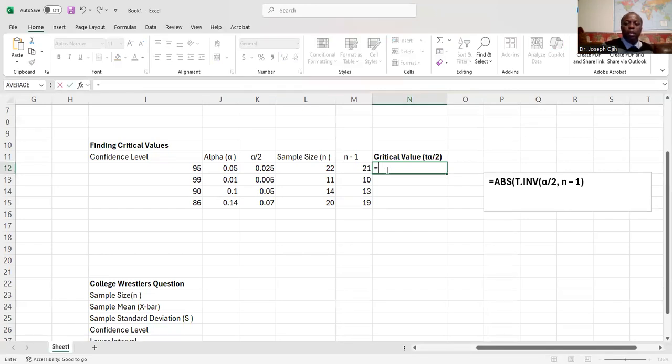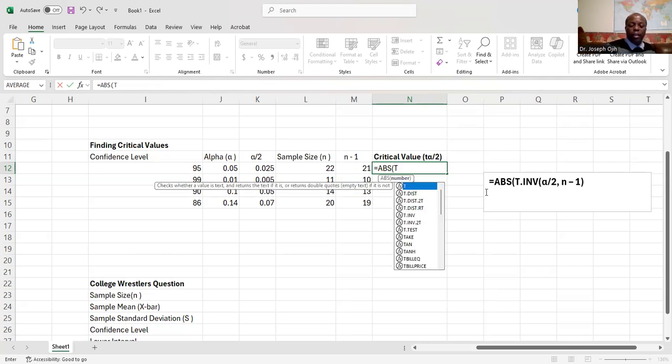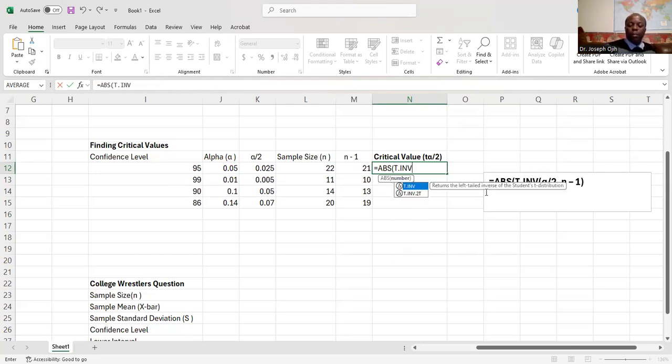Equals ABS. Okay. Parentheses. Got T dot inverse. T dot INV. Okay, parentheses again. Oh, excuse me, parentheses again.